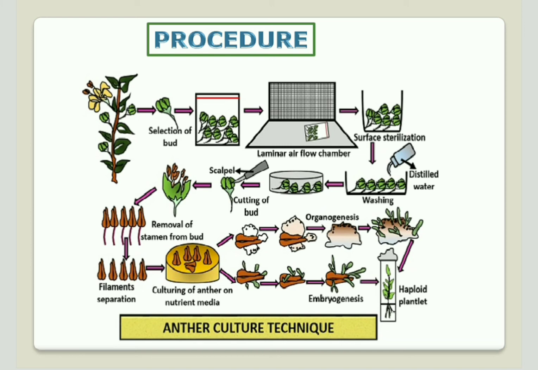The stamen, I have told you, is the stalk-like structure which has the anther, a bilobed structure, at its tip. Then we will separate the filament, that is the stamen, from the anther, and we will keep that anther in the culture media, which is the anther culture nutrient media that we prepared in the laboratory.